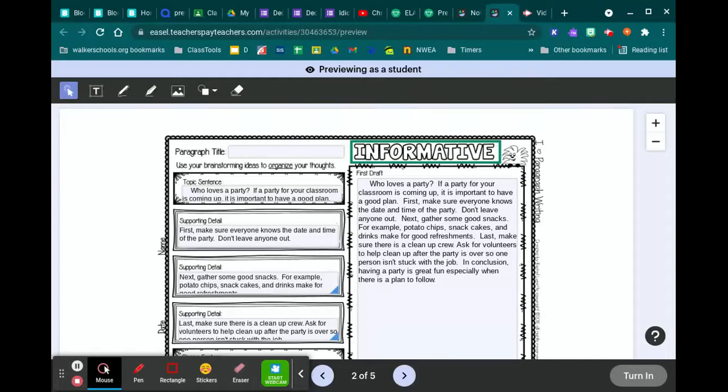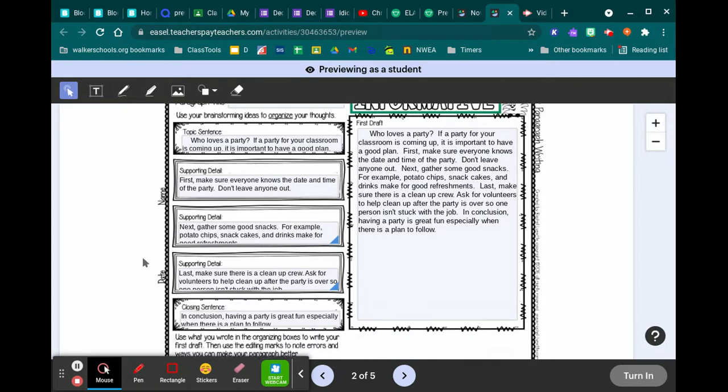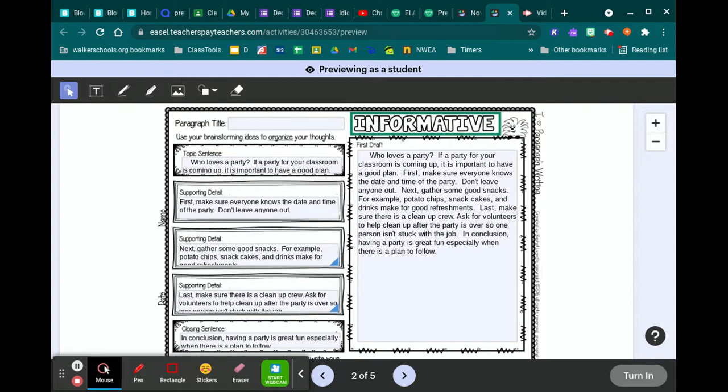Let's talk about what I want you to do today for your final draft of your informative writing paragraph on how to plan a party. These past couple of days, we have filled out our graphic organizer, and yesterday we completed our first draft of our paragraph by writing in what we had in our graphic organizer. And now I want to talk to you about what I want you to do with this paragraph.